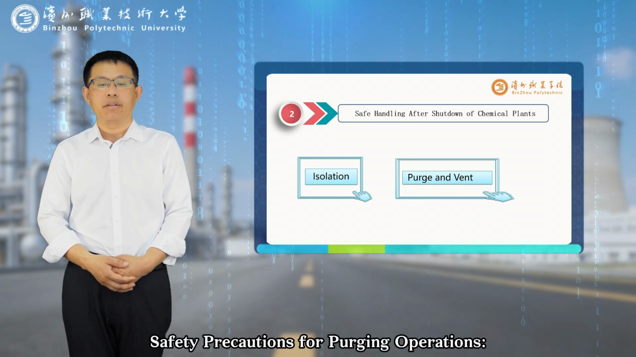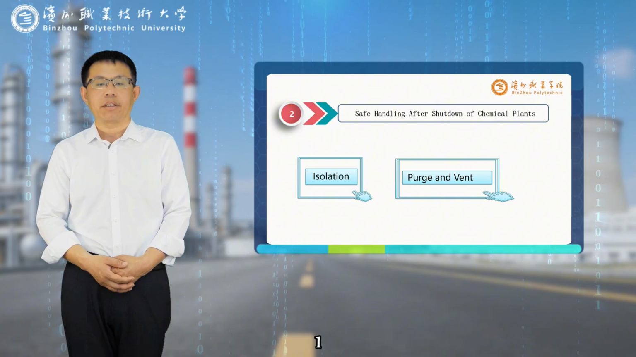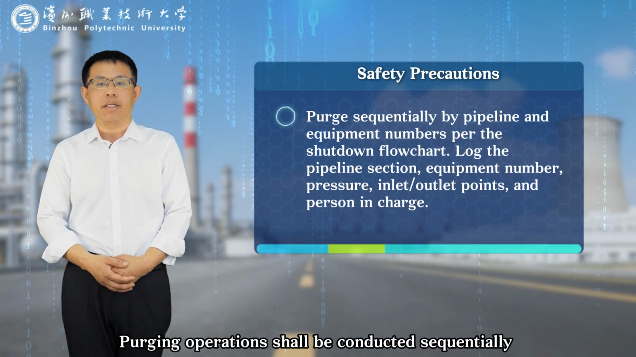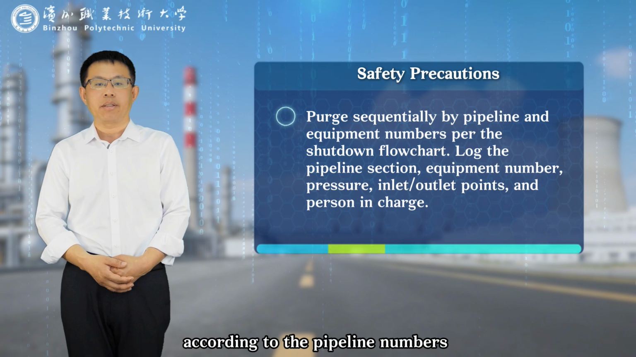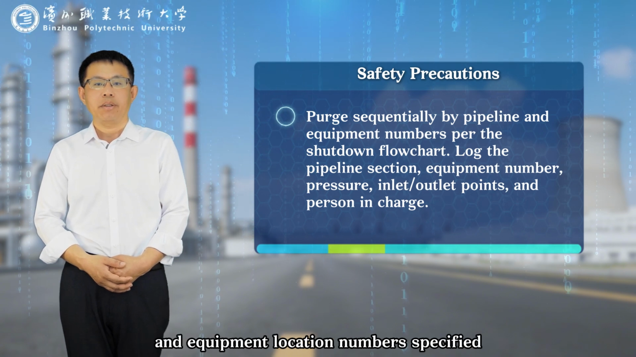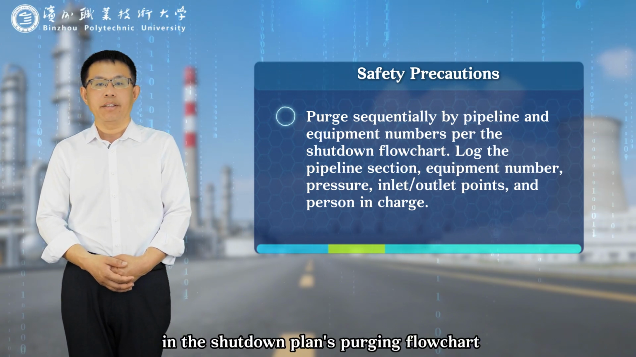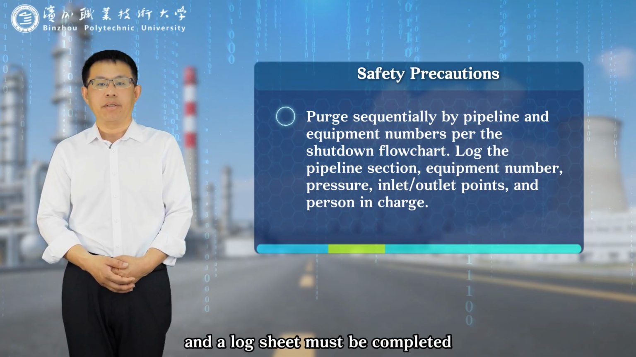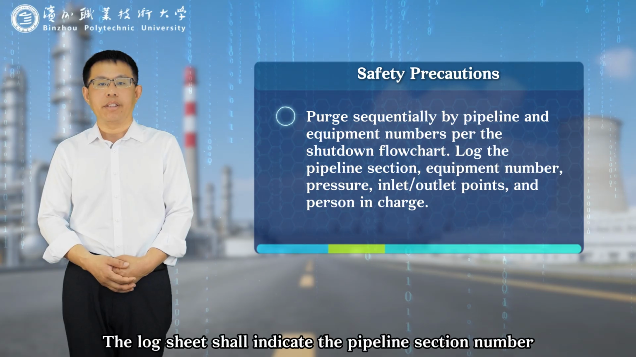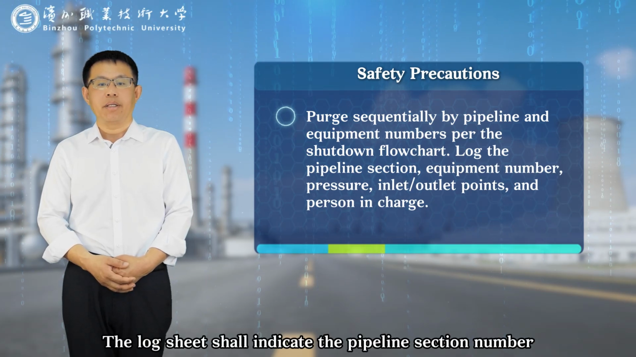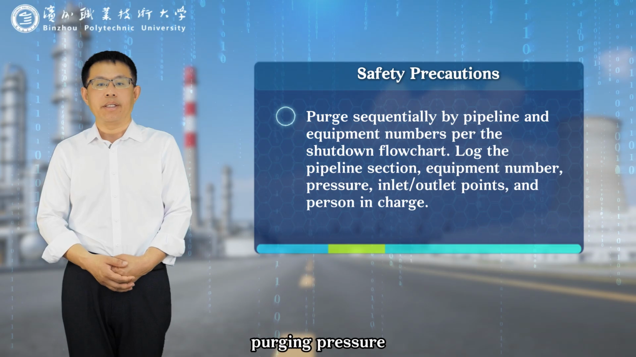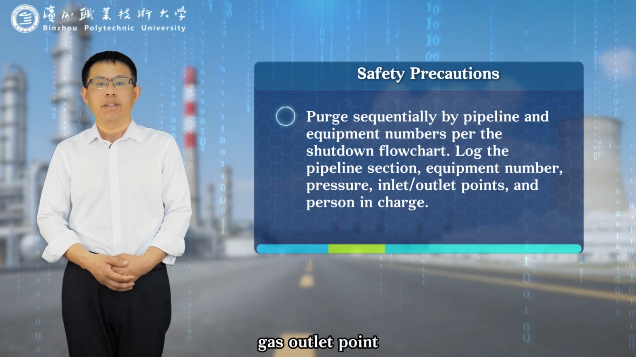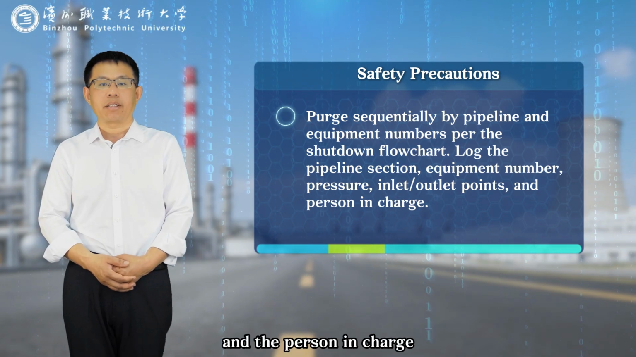Safety precautions for purging operations. First, purging operations shall be conducted sequentially according to the pipeline numbers and equipment location numbers specified in the shutdown plans and purging flowchart, and a log sheet must be completed. The log sheet shall indicate the pipeline, section number, equipment location number, purging pressure, gas inlet point, gas outlet point, and the person in charge.